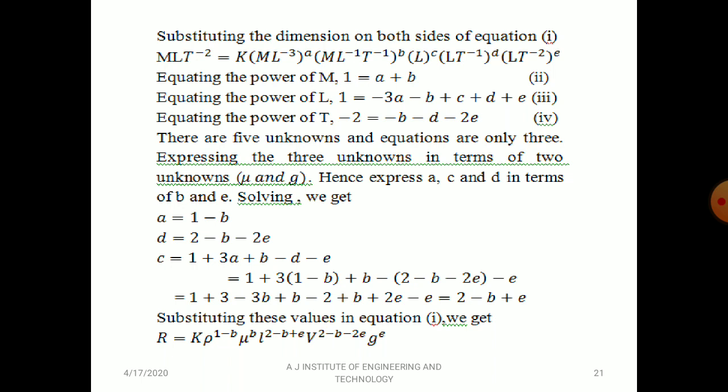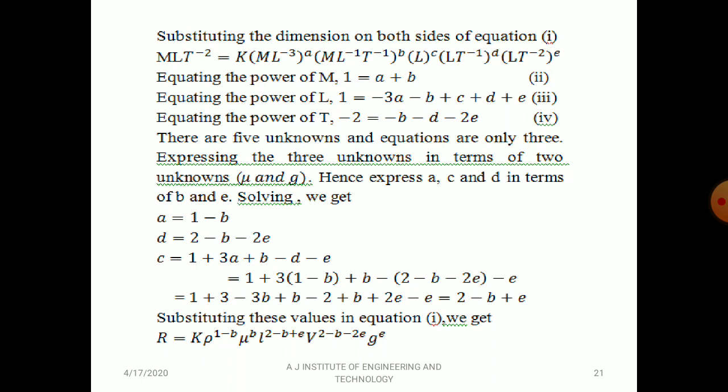We express a, d, c in terms of b and e because we have 5 unknowns but only 3 equations from equating the powers of M, L and T. So I have to eliminate 2 variables. That can be done like this, expressing a, d, c in terms of b and e, because b and e are a common term for all the expressions.